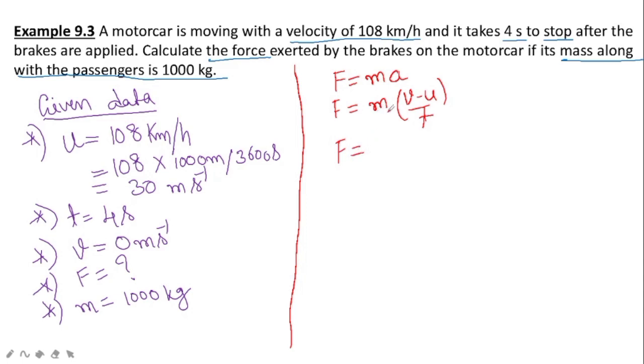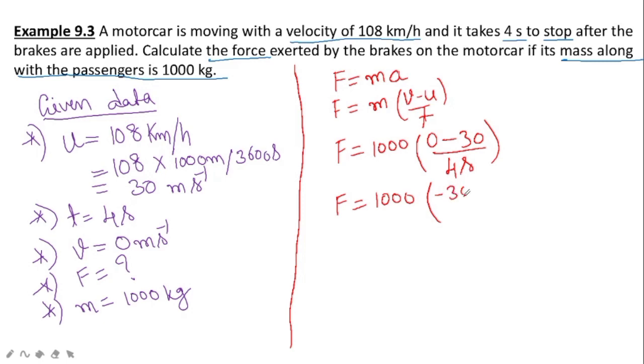What is m? So m is 1000 kg. So I will substitute that here. Then into what is V? That is 0 minus what is U? It is 30 meter per second and divided by time. What is time given? So the time given is 4 seconds, right? Then F equal to 1000 into minus 30 divided by 4.